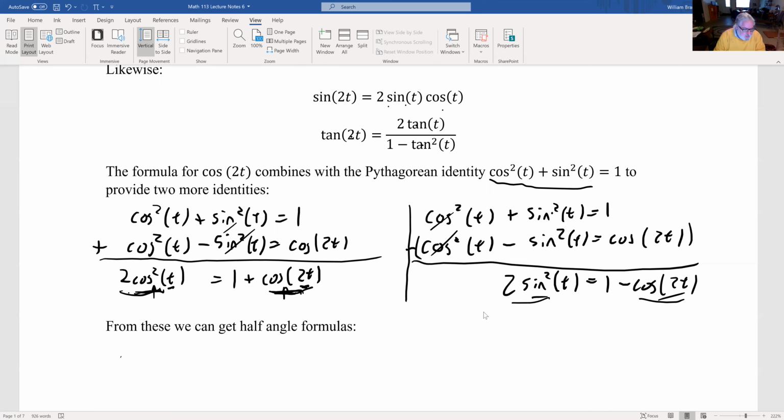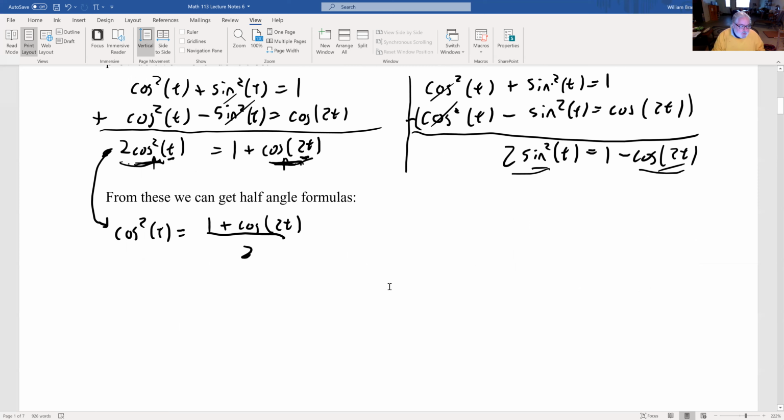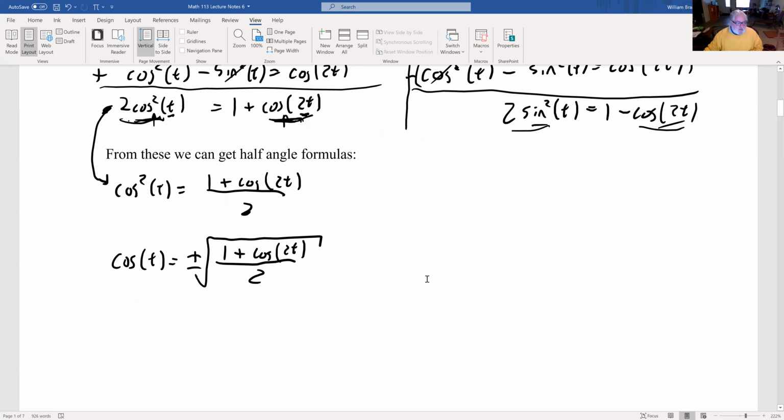So cosine squared of t is 1 plus cosine of 2t over 2. I just took this formula here and divided both sides by 2. So what that tells me is that if I take the square root of both sides, cosine of t is equal to plus or minus the square root of 1 plus cosine 2t over 2. And it's always easier to write the square root after you've written down the stuff inside. And there we go.